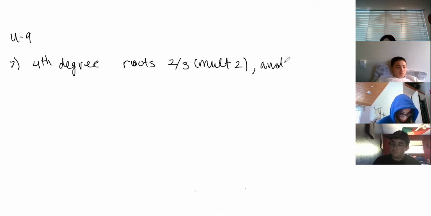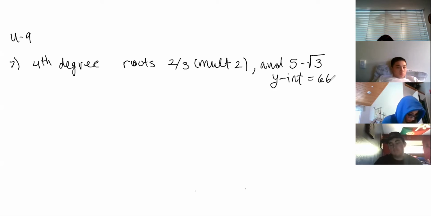Okay, 7, write the equation of a 4th degree polynomial function with the roots of 2/3 that has a multiplicity of 2 and 5 minus root 3, and the y-intercept is 66. Okay, so let me write that down.